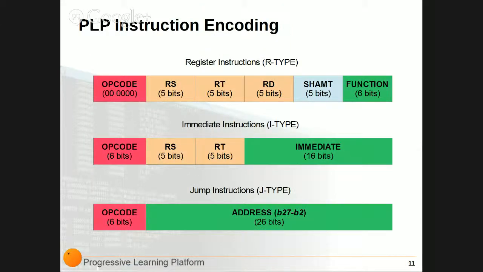So this is how PLP instructions are encoded. There are 3 types. I'll talk about the first 2. The first one is register instructions. What did I say about register instructions? What's the defining characteristic of an R-type instruction? They do operations on registers, right? So you give it 2 source registers, the CPU will pull them off, tell the ALU to do work, and store it back to the 3rd register. Does it make sense?